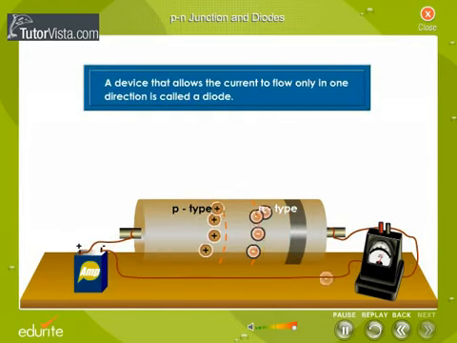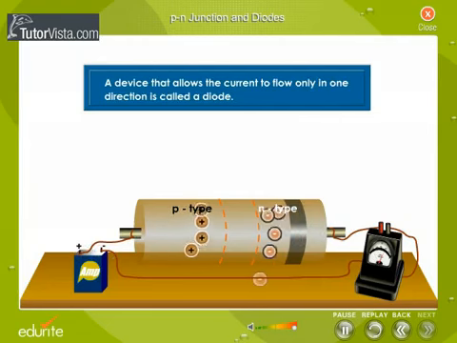A device that allows the current to flow only in one direction is called a diode. Thus, PN junction can be described as a diode.